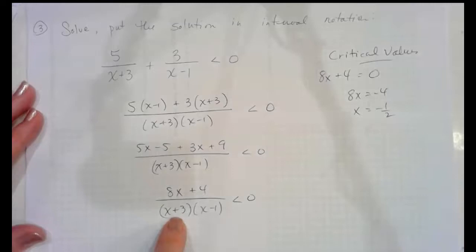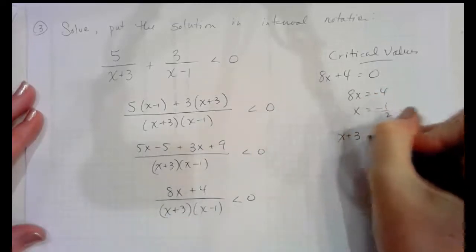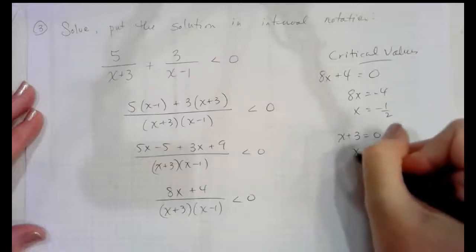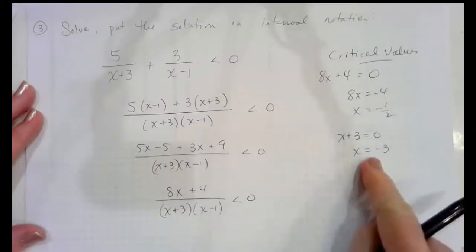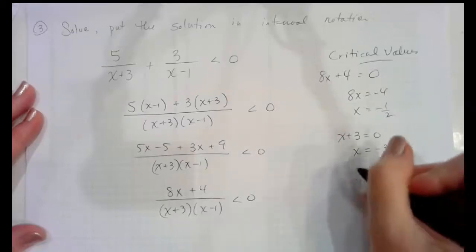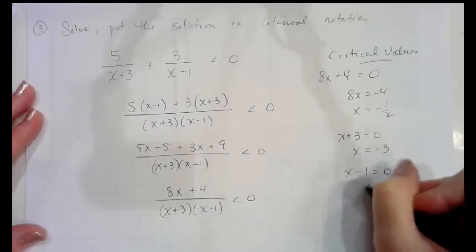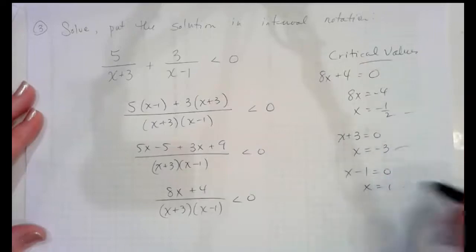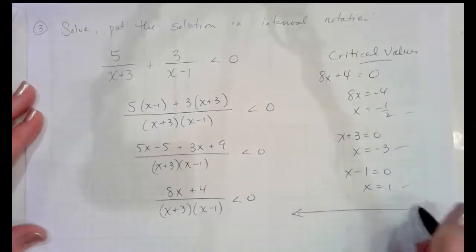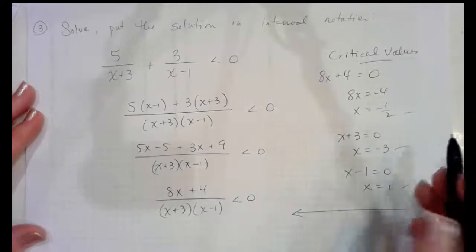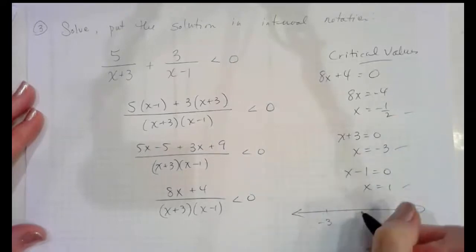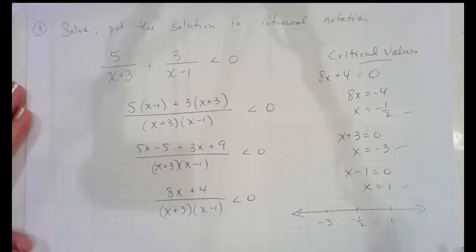And then, of course, our second critical value is going to be negative 3 because x plus 3 equals 0, x equals negative 3. X cannot be negative 3. That's a critical value. And then lastly, x minus 1 equals 0, x equals 1. 1, 2, 3. We've got to put them on the number line, and we're going to run some tests. So negative 3, negative 1/2, and a positive 1.